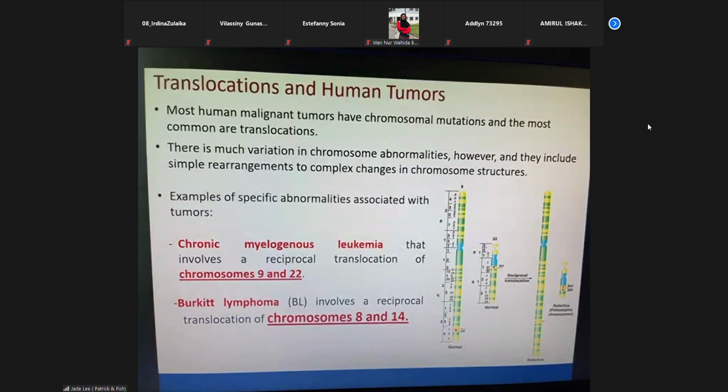Okay, the other one is the Burkitt lymphoma or BL, which involved in a reciprocal chromosomal translocation of chromosome 8 and 14. This one is normal untuk human lah. Tapi kalau dia translocate macam ni, dia akan hasilkan the chronic myelogenous leukemia. That's applied to Burkitt's lymphoma as well.